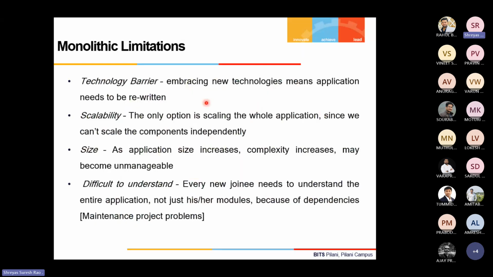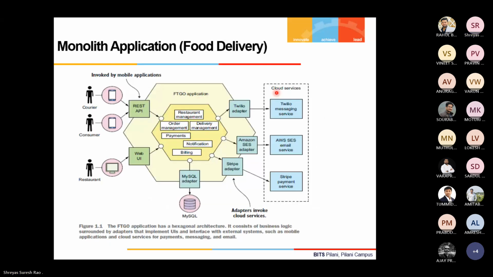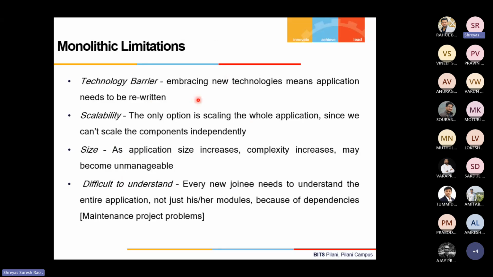So what are some of the limitations in monolith? One is a technology barrier. Because the application is developed in Java, any new person who is joining the organization has to be conversant with Java at various levels. Whether you are an architect, a designer, or a developer, you need to be conversant with that technology.